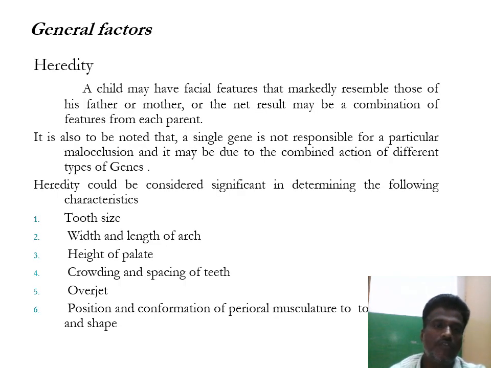Coming to the general factors in Graber's classification, the heredity type. A child may have facial features that markedly resemble those of the mother or father or both. It is also to be noted that a single gene is not responsible for a particular malocclusion; it may be due to the combined action of different genes. It may lead to significant changes in tooth size, width and length, height of palate, crowding and spacing of teeth, overjet, and position and conformation of perioral musculature, size and shape.